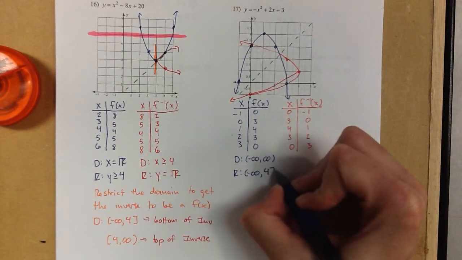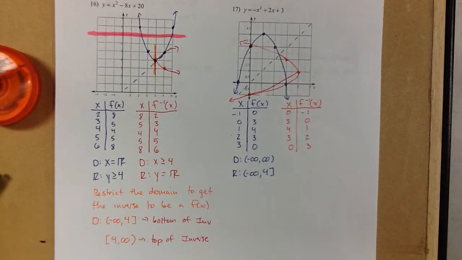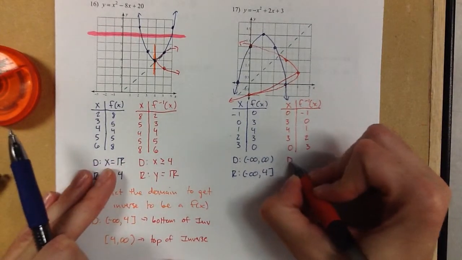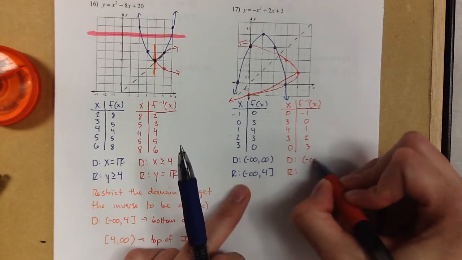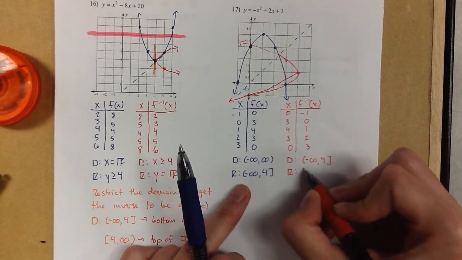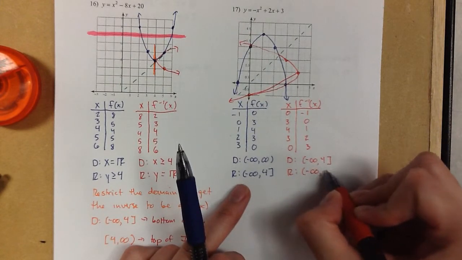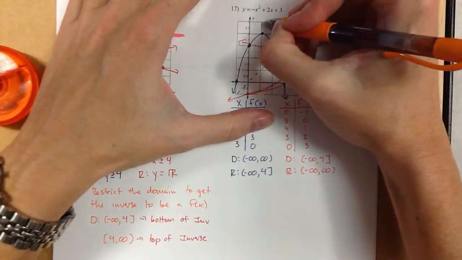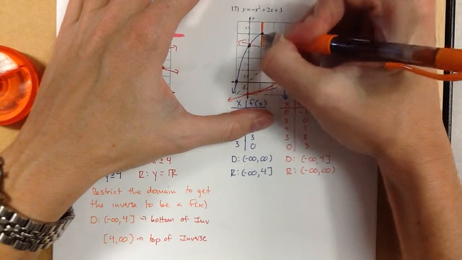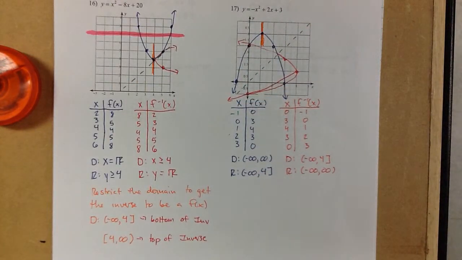Good. So that means for my inverse, the domain and range are going to switch. So my domain is negative infinity to 4. And my range is negative infinity to infinity. Okay? So, again, talking about restricting the domain, if I cut it in half right here and only worry about part of it, then we can say the inverse is going to be a function.